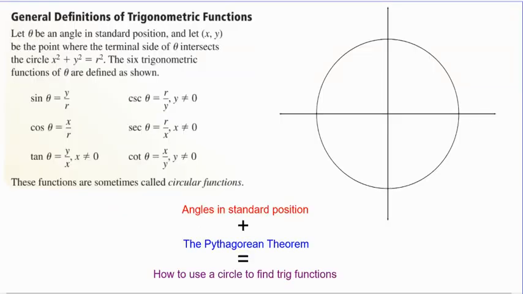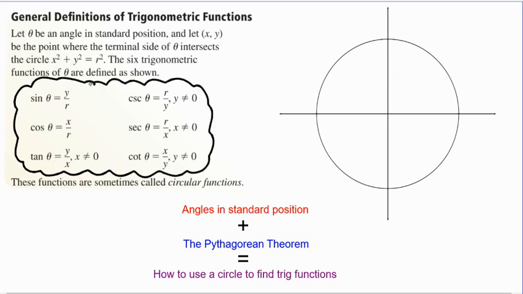Okay, so first our general definitions of trig functions. If I were you, I would take a moment to copy this information down. You can hit pause and have time to do that. But basically what it says is that if you have an angle in standard position, you can use the Pythagorean theorem and take that angle to the nearest x-axis to draw a right triangle. And then that would be how you use a circle to find trig functions.